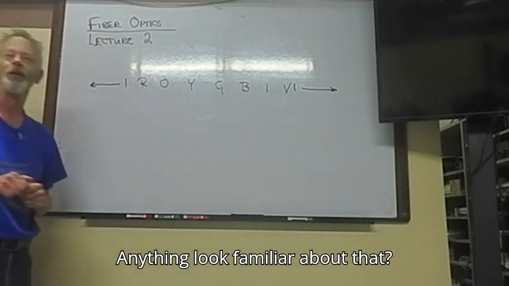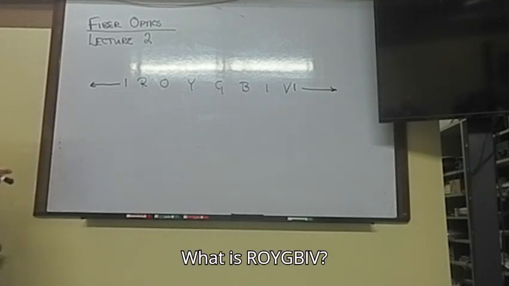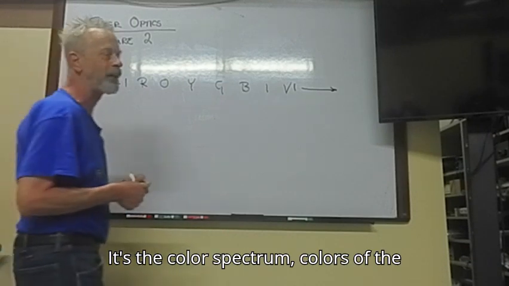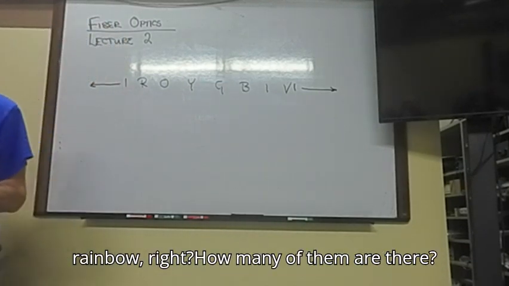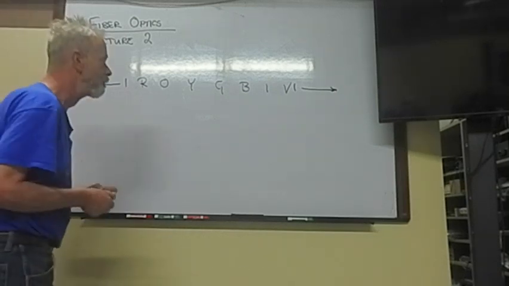Anything look familiar about that? What is Roy G. Biv? It's the color spectrum, colors of the rainbow, right? How many of them are there? 7. Why are there 7?